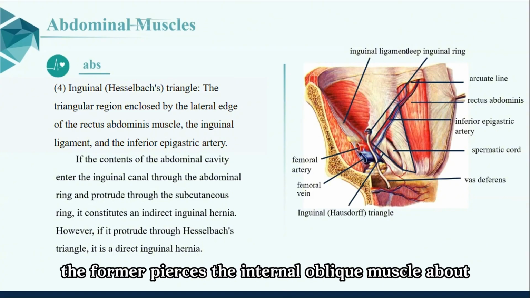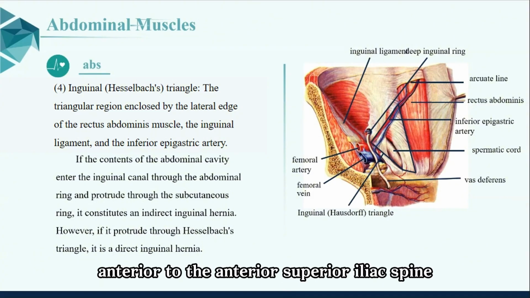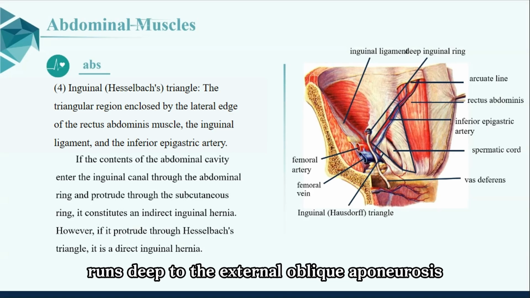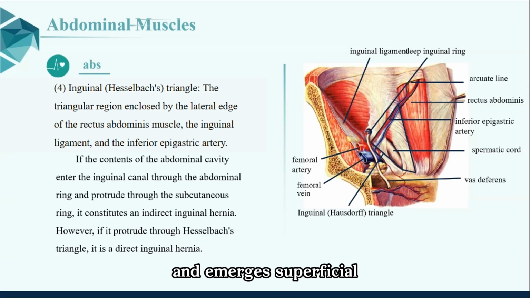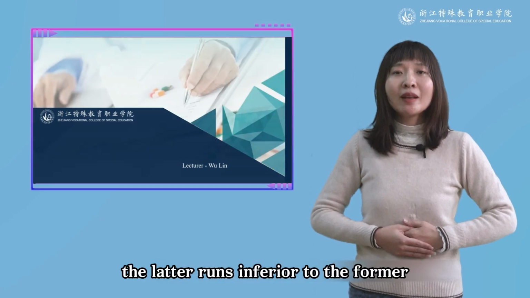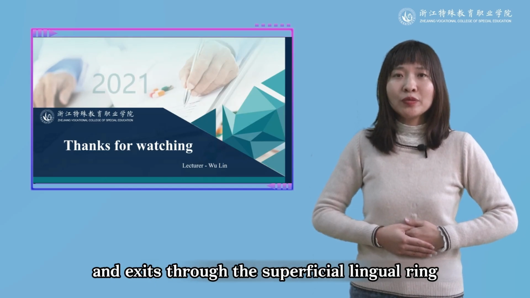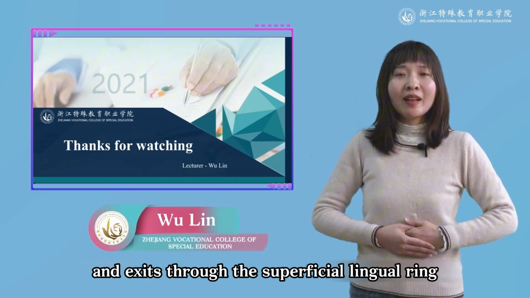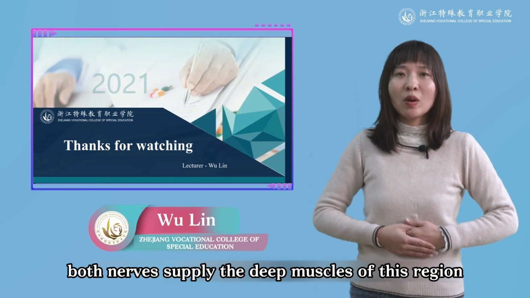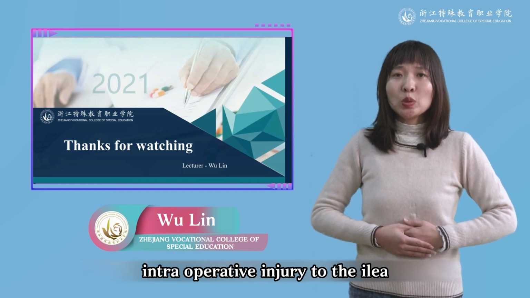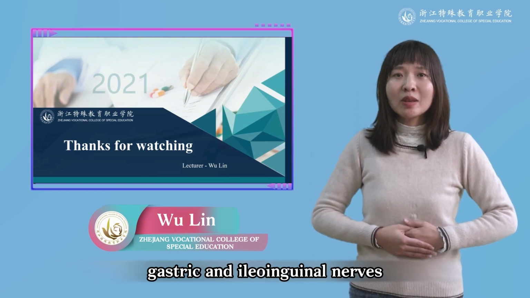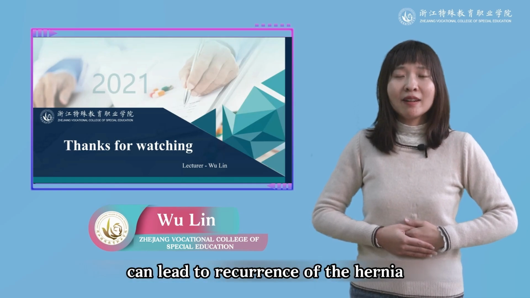The former pierces the internal oblique muscle about 2.5 centimeters anterior to the anterior superior iliac spine, runs deep to the external oblique aponeurosis, and emerges superficial to the superficial inguinal ring. The latter runs inferior to the former, passes superficial to the spermatic cord, and exits through the superficial inguinal ring. Both nerves supply the deep muscles of this region. Intraoperative injury to the ilioepigastric and ilioinguinal nerves can lead to recurrence of the hernia.